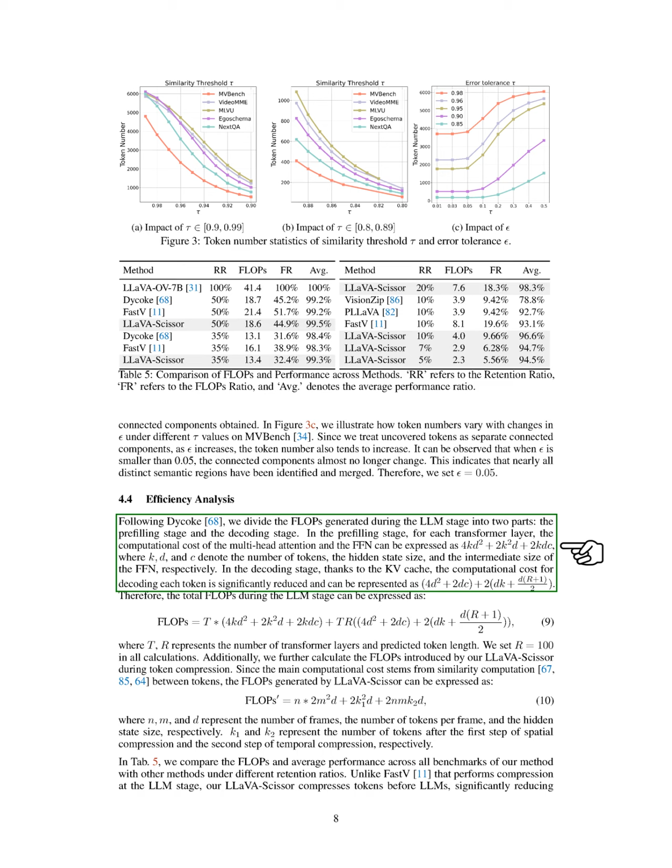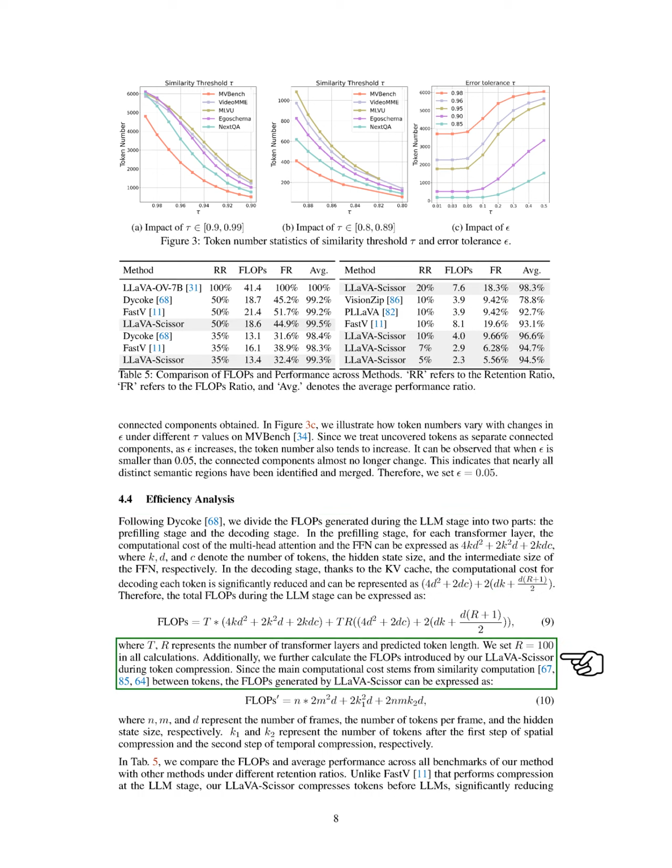During the decoding stage, we benefit from the key value cache, which significantly lowers the computational cost for decoding each token. We represent this cost as a combination of terms involving the hidden state size and the number of tokens. For our calculations, we set the number of transformer layers to 100. We also calculate the FLOPs introduced by our LLaVA-Scissor during token compression. The main computational cost arises from comparing tokens, and we express the FLOPs generated by LLaVA-Scissor in terms of the number of frames, tokens per frame, and hidden state size, along with the number of tokens after each compression step.